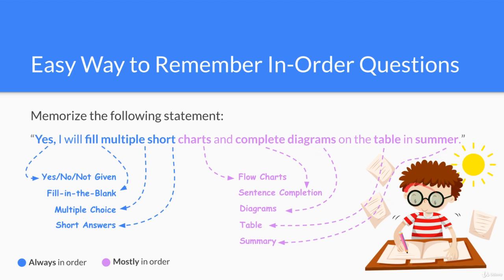Because here you can see that we have a boy who is sitting over here at a table, and this boy has agreed to fill multiple short charts. So these are little short charts, multiple short charts, and he is completing diagrams on the table, sitting on the table, and it is summertime. So with this image and with this sentence, you should have an easy way to remember which questions are in order, which ones are mostly in order, and which ones are not in order.